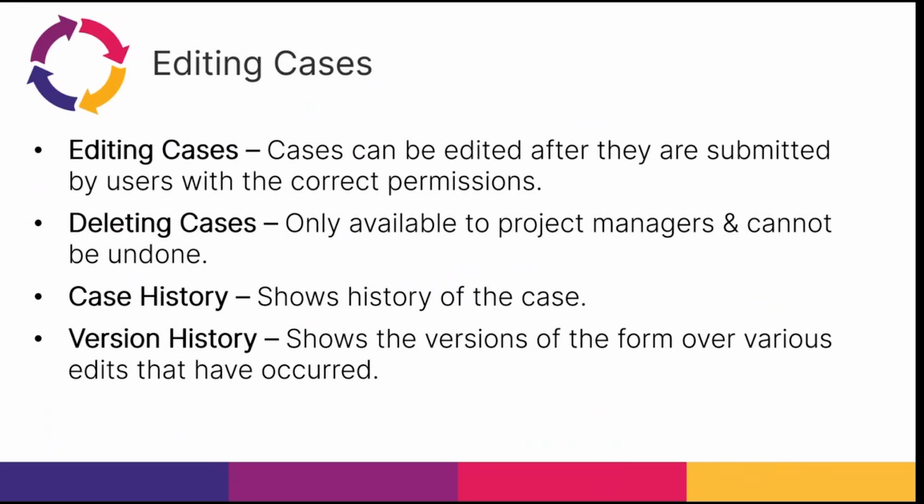Lastly, on the case review page, you have things like a case history and a version history, which show you what has happened on the case over time, what date it happened, who did it, and what was done. The version history is for tracking multiple versions of an edited submission. So you might have version 1, which was how it was submitted, and version 2, which was a correction or an edit that was made.